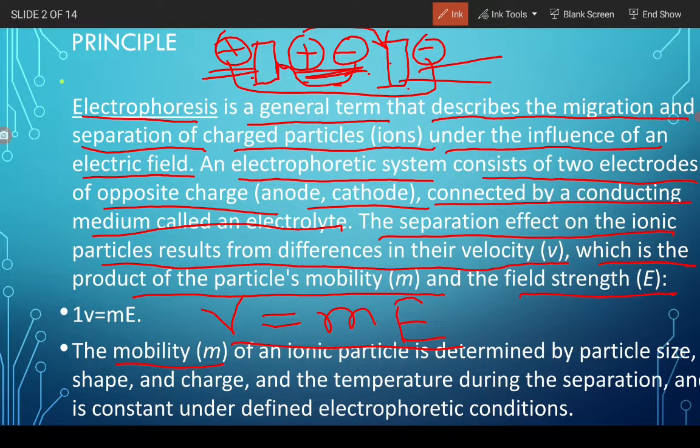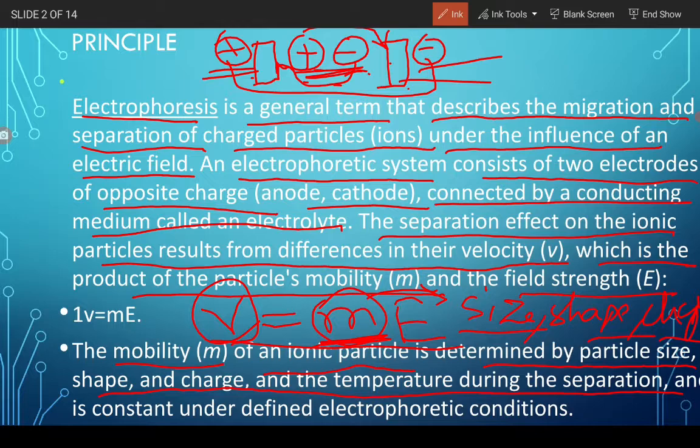Now the mobility m of the ionic particle is determined by the particle size, shape, charge and the temperature during the separation. So this m, or mobility of the particle, depends on size, shape, and charge of the particle, right? And if this mobility changes depending on size, shape and charge, then of course the velocity of the particle will also change depending on the charge or shape or size of the particles, right?